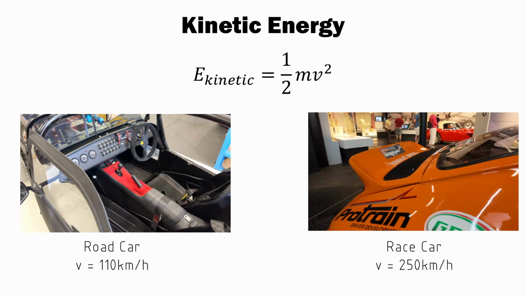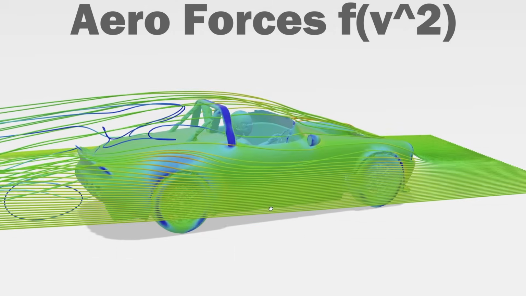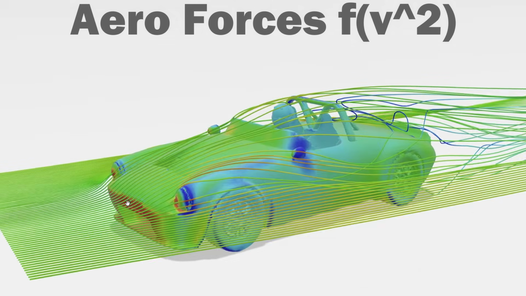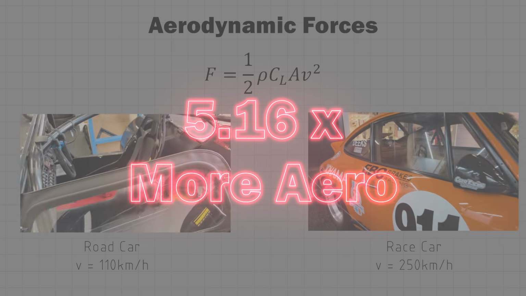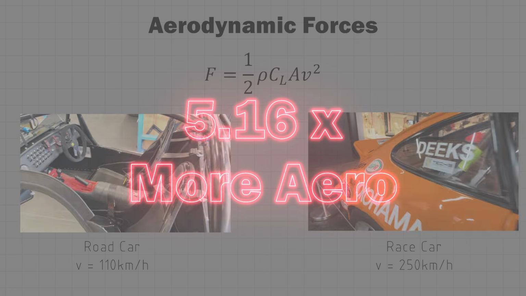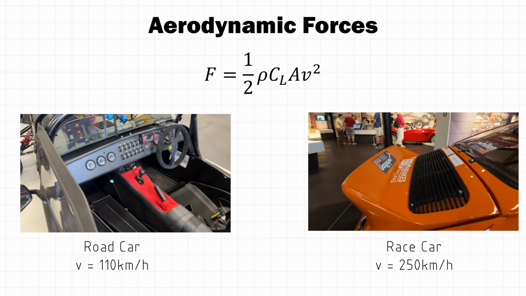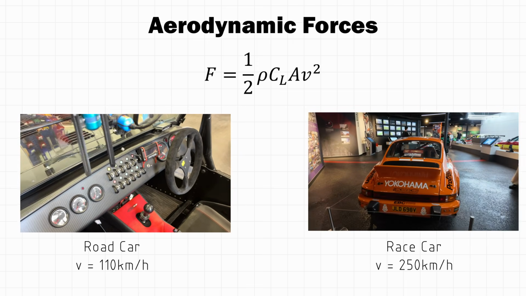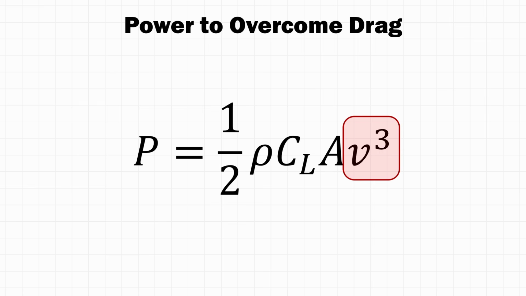We also know that the aerodynamic forces scale as a function of v squared. So again, the race car has about 5 times the aero loads, that means drag and downforce, that we're going to see on a road car running at 110k an hour. Even more than that, the power required to overcome drag scales as a function of v cubed, which means to get any significant increase in top speed of a race car, we need a lot more power.